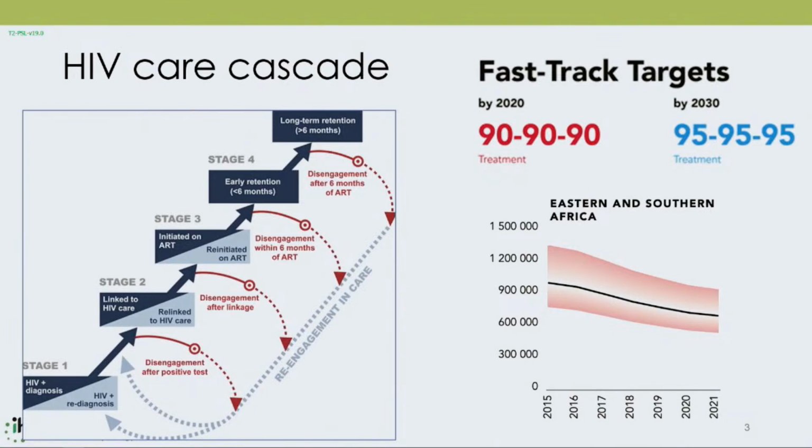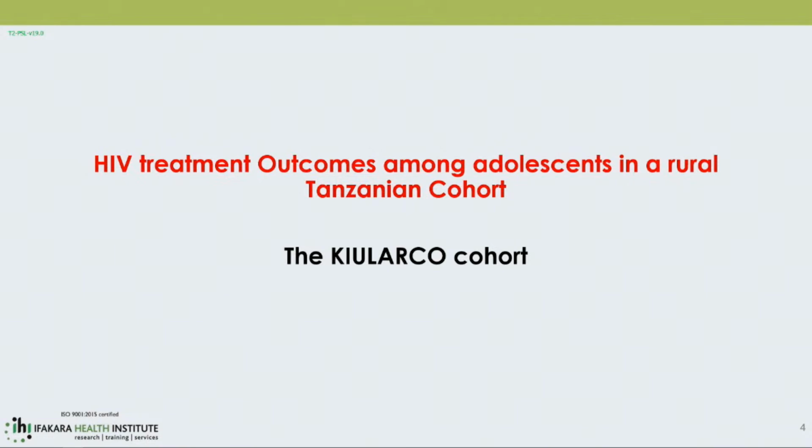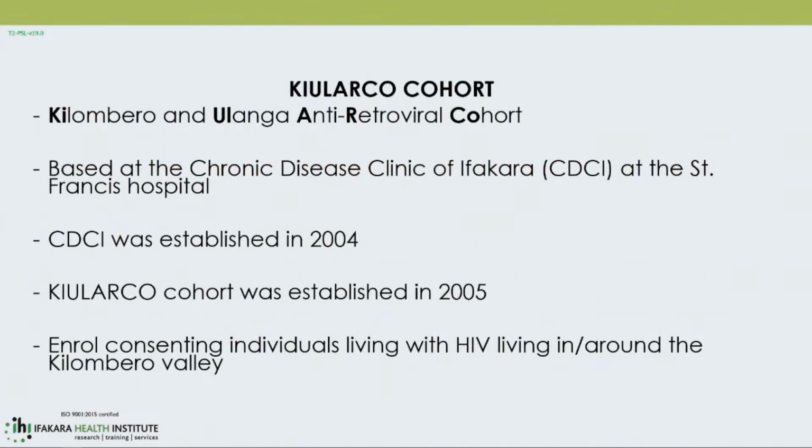And as we think of the 95 target, even though we know numbers are showing that new infections are declining, we need to think of these individuals. So I'm presenting today data from the Kiulako cohort. Kiulako stands for Kilombero and Ulanga Antiretroviral Cohort. It is based at the Chronic Disease Clinic of Ifakara at the St. Francis Hospital, in southwestern Tanzania.